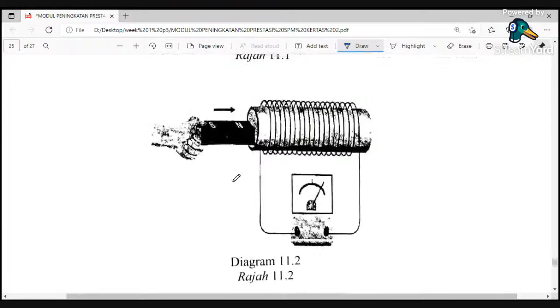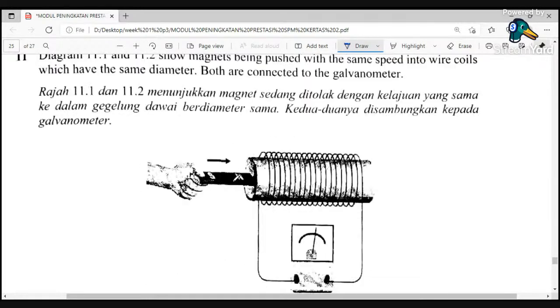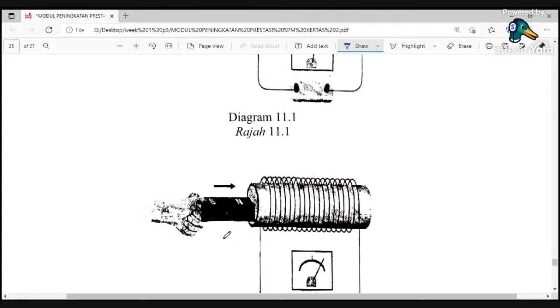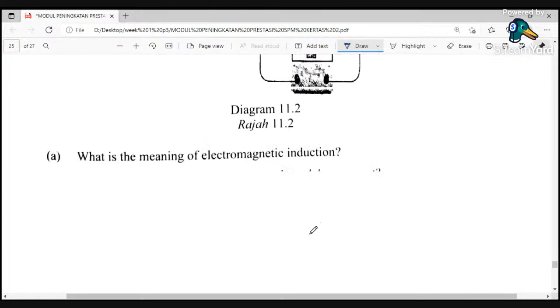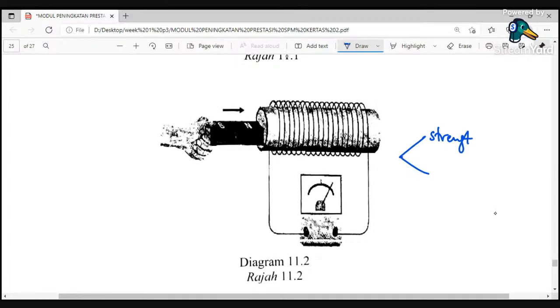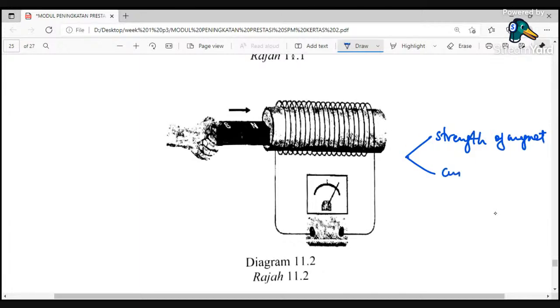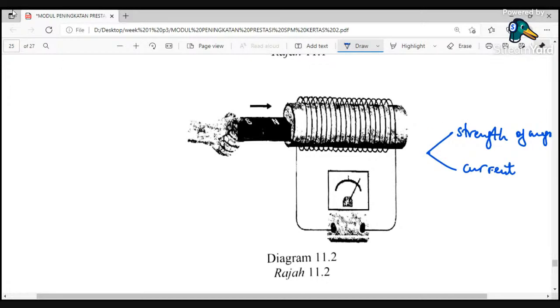Soalan. So you nampak perbezaan gambar ni. Ini magnet kecil, ini magnet besar. Okay, deflection dia, ini kecil, ini besar. Okay, jadi perbezaan dua tu boleh nampak factor that affect here is strength of magnetic field. Okay, ada dua variable yang you nampak sini. Satu ialah strength of magnet. Second ialah current. Current represent by deflection of pointer. Okay, so ada dua benda yang discuss dalam ini.